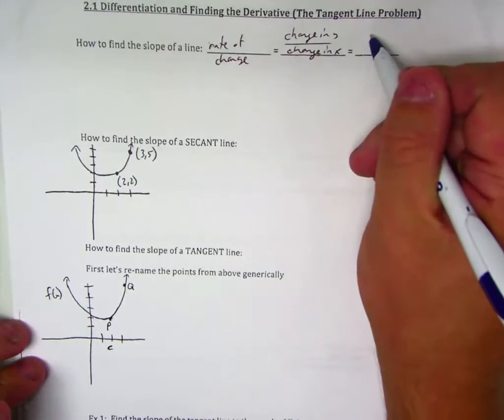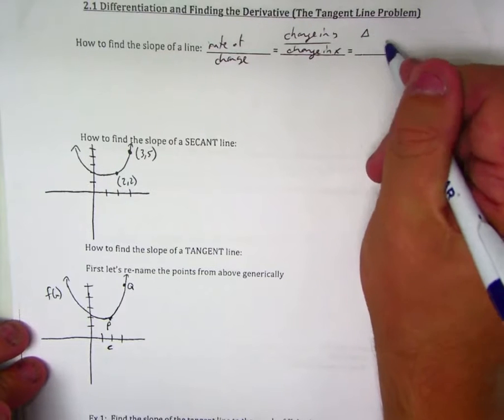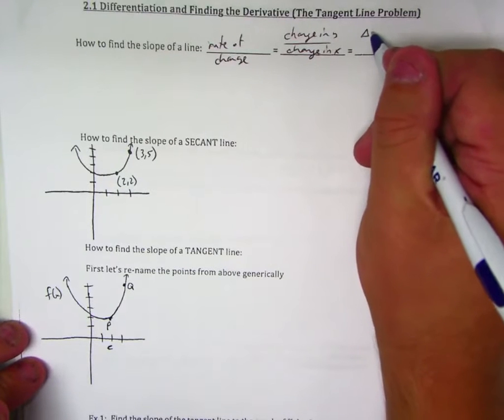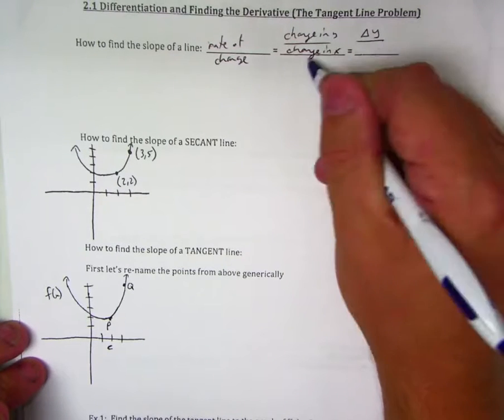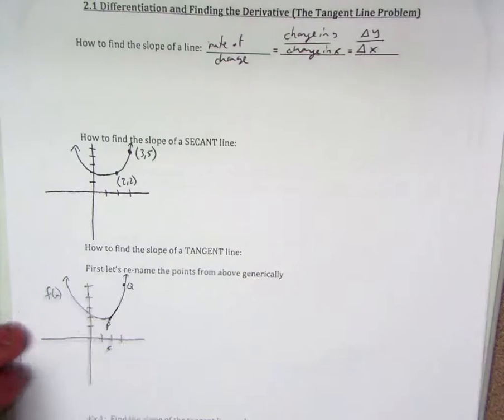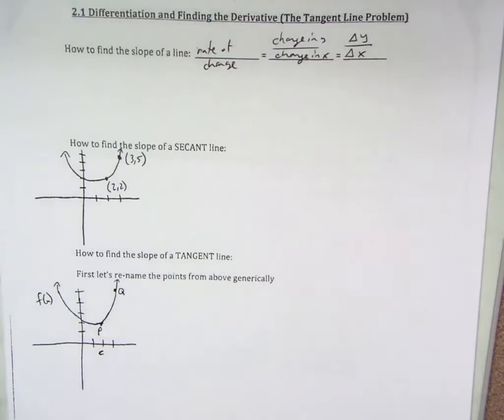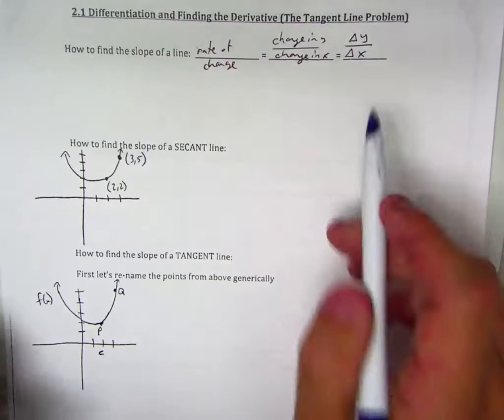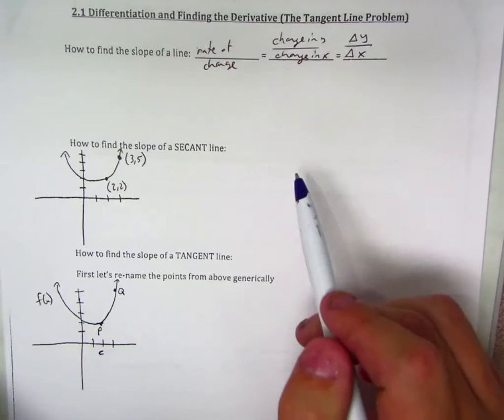If you've had a physics class, you know the symbol delta. Change is denoted by delta. So change in y, we call delta y. Change in x, we call delta x. And so we've kind of dealt with a couple problems in this class already that have had delta x in it, but that's what it means. It means how much does the x change.